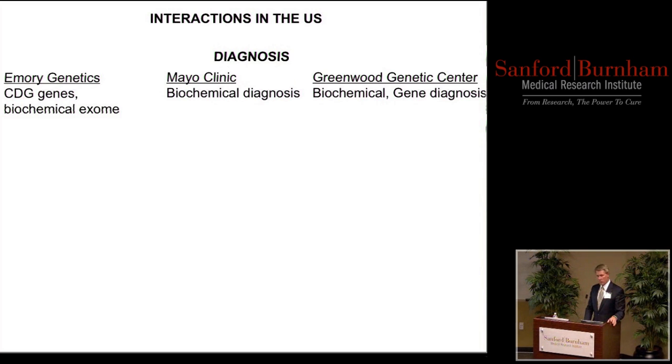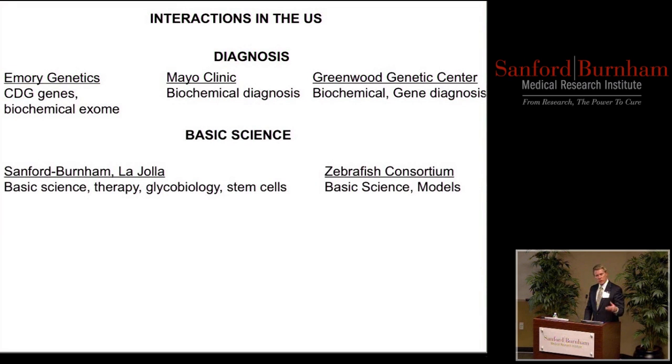So that's good. And we're now starting to get into exome sequencing to try to find mutations in the unknown genes. Mayo Clinic does biochemical diagnosis, and Greenwood Genetics Center does both gene and biochemical. In terms of the basic science, there are not a lot of labs working on it. We're certainly, of course, doing it here. There are scattered studies, such as in Joe Gleason's lab at UCSD, that have made discoveries in CDG, but there are very few places that are actually focused on CDG research.